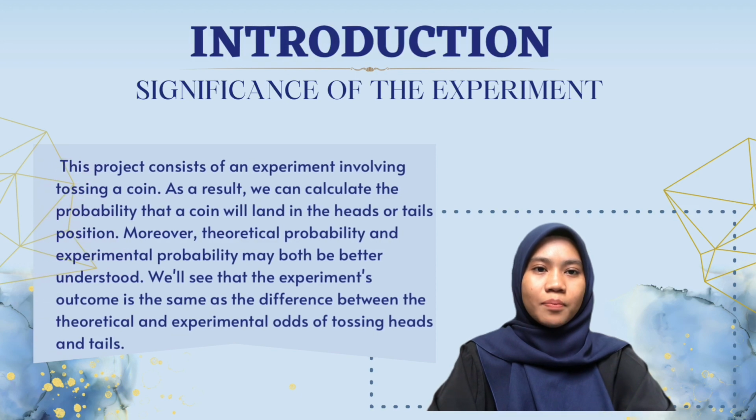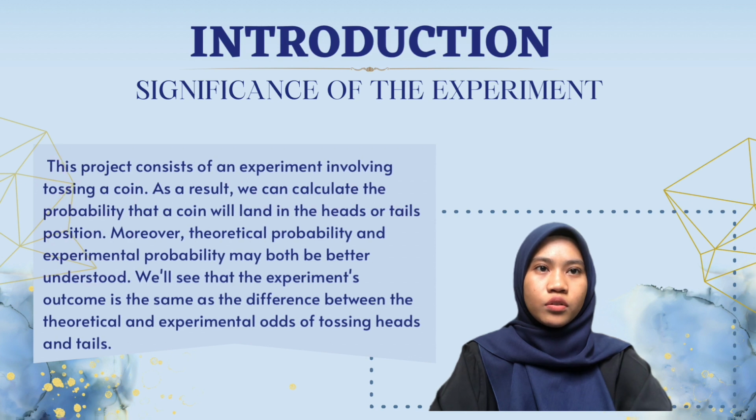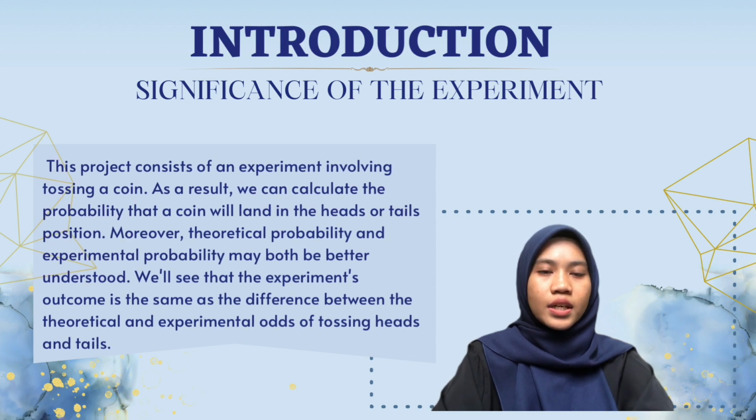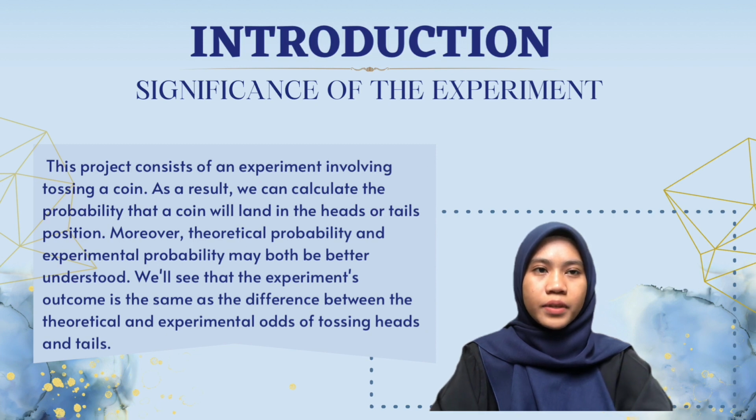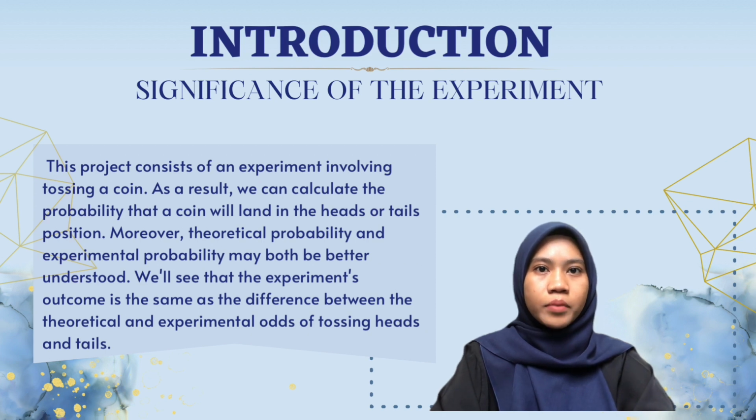This experiment is important because it will teach us more about probability and how to use it in everyday situations. This project involves tossing a coin. As a result of this experiment, we can calculate the probability that a coin will land in the heads or tails positions. Moreover, theoretical probability and experimental probability may both be better understood. We will see that the experiment outcome is the same as the difference between the theoretical and experimental odds of tossing heads and tails.